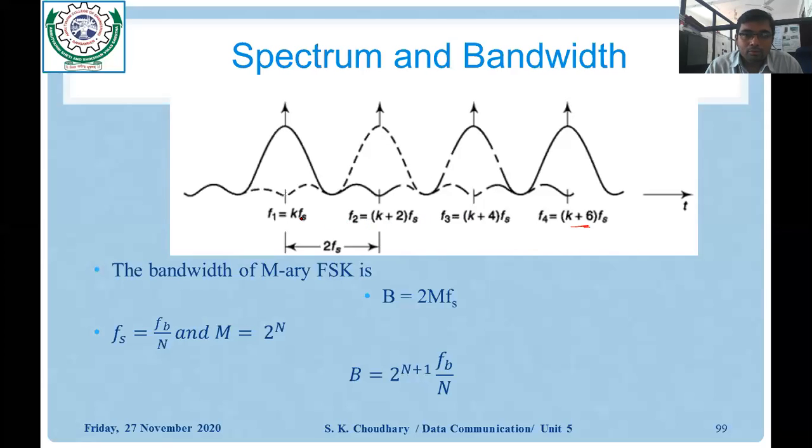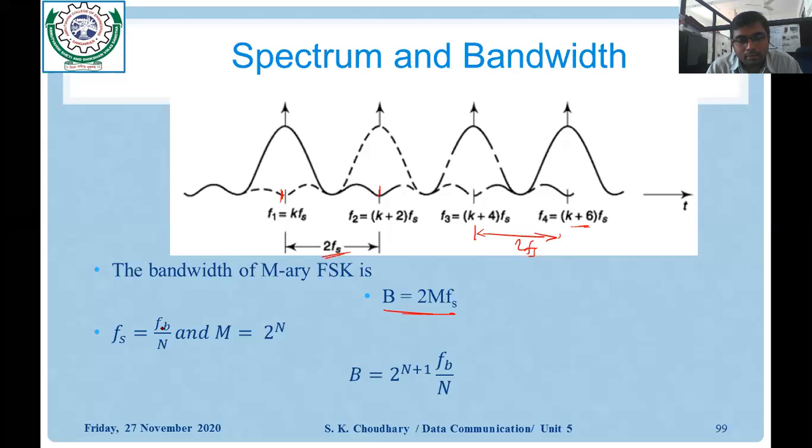So in this way, the bandwidth comes to 2fs. It would come as 2fs here, and here also you can consider it is coming at 2fs. So the distance between 2 consecutive center frequencies gives the bandwidth. So the bandwidth is 2fs, or 2Mfs, because there is M-Array signaling, so 2Mfs.